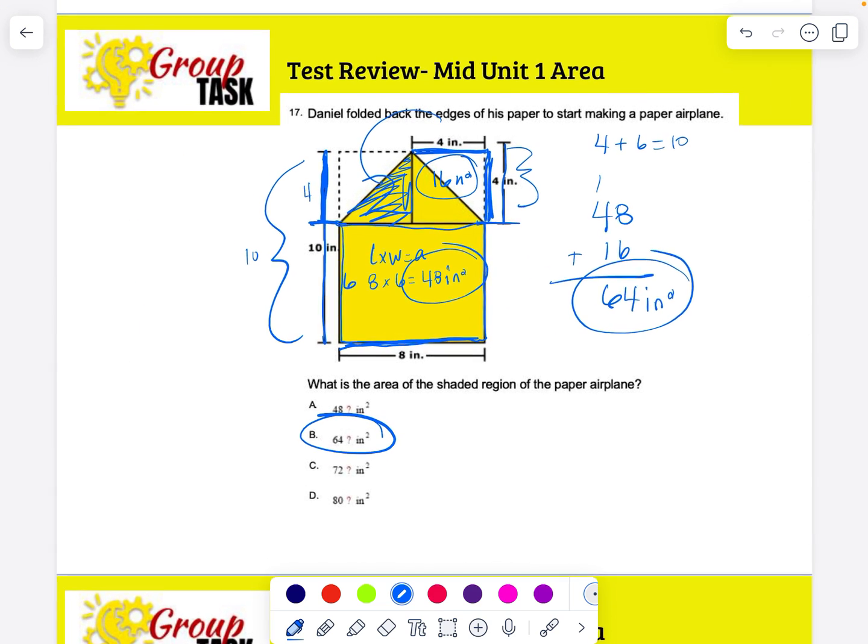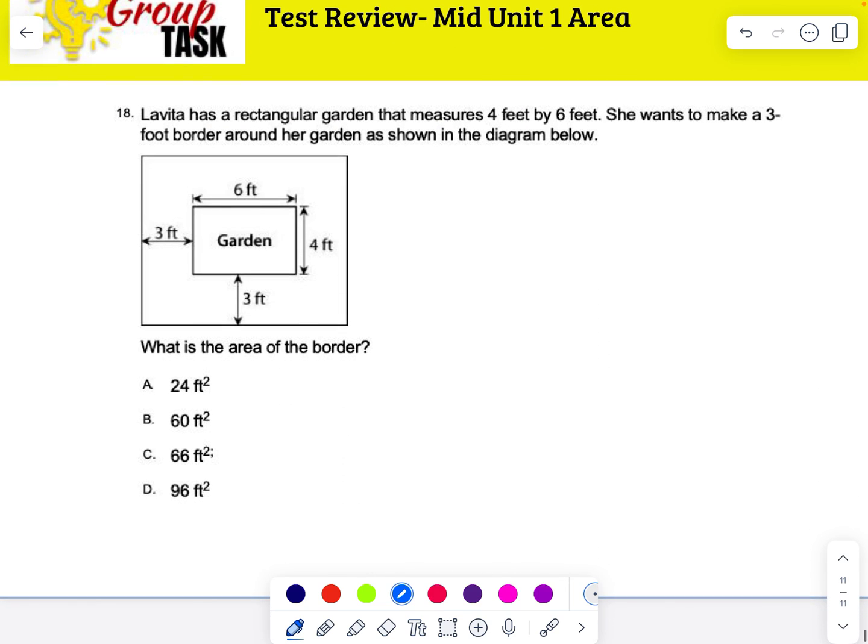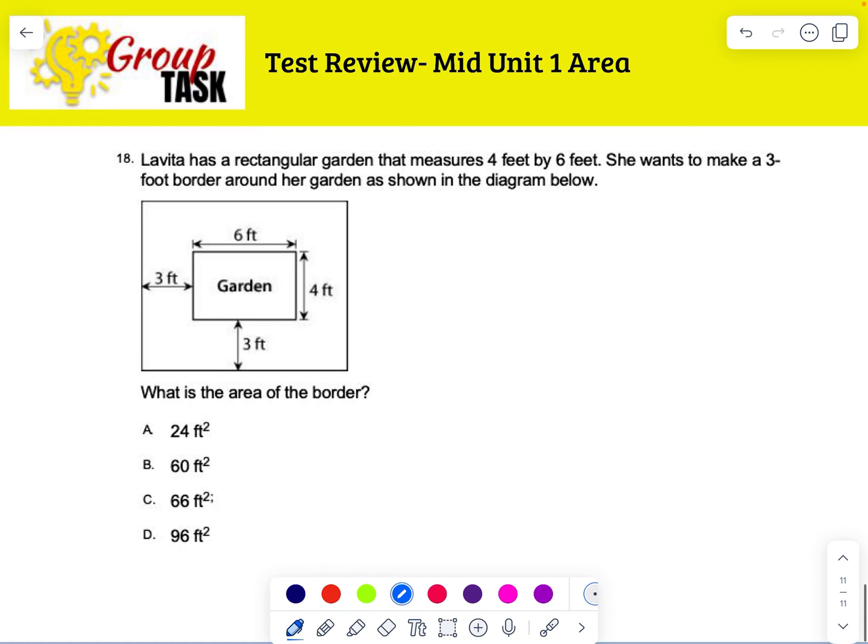Okay, and we're finally at 17. So the very last one, here we go. This is probably the biggest humdinger of them all. Lavita has a rectangular garden that measures 4 feet by 6 feet. This is her garden right here, 4 feet by 6 feet inside here. She wants to make a 3-foot border around her garden as shown in the diagram below. What is the area of the border?